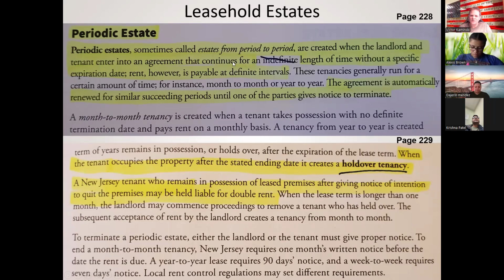This sentence works perfectly fine without the word indefinite there, where it says periodic estates, sometimes called an estate from period to period, are created when a landlord and a tenant enter into an agreement that continues for a length of time without a specific expiration date. Rent, however, is payable at definite intervals. So this agreement is automatically renewed for similar succeeding periods until one of the parties gives notice to terminate.